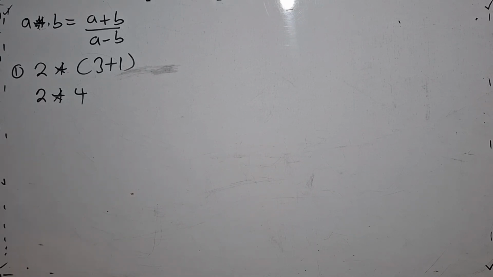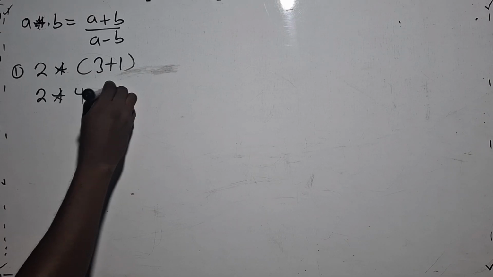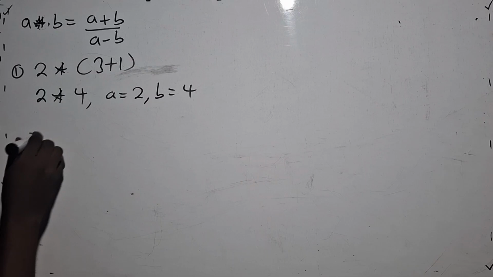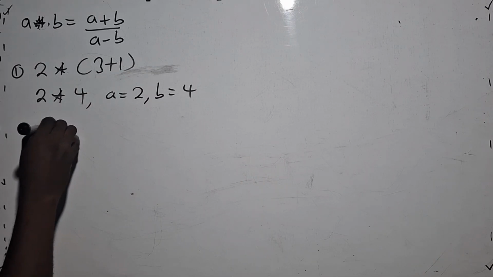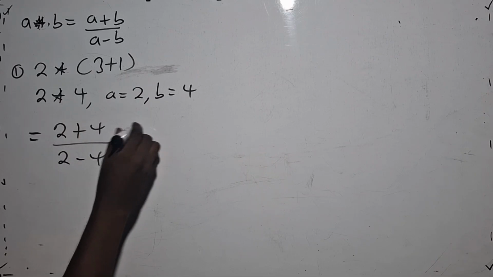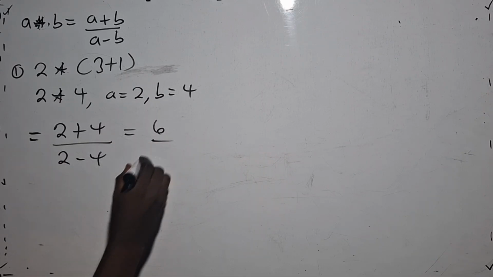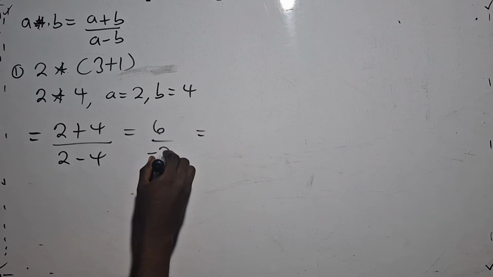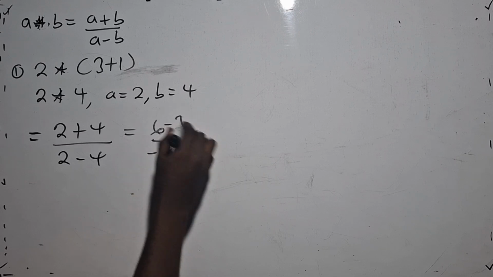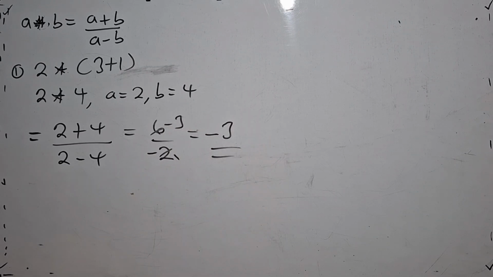So with this one, A is 2 and B is 4. So we can put it back into the equation. So 2 plus 4 all over 2 minus 4. So 2 plus 4 is 6. Then 2 minus 4 is negative 2, for which when we divide, 6 by negative 2, negative 3. So the answer will be negative. Anytime you divide a negative by a positive, the answer will be negative. So simply this is how we solve the I, the I that was given.